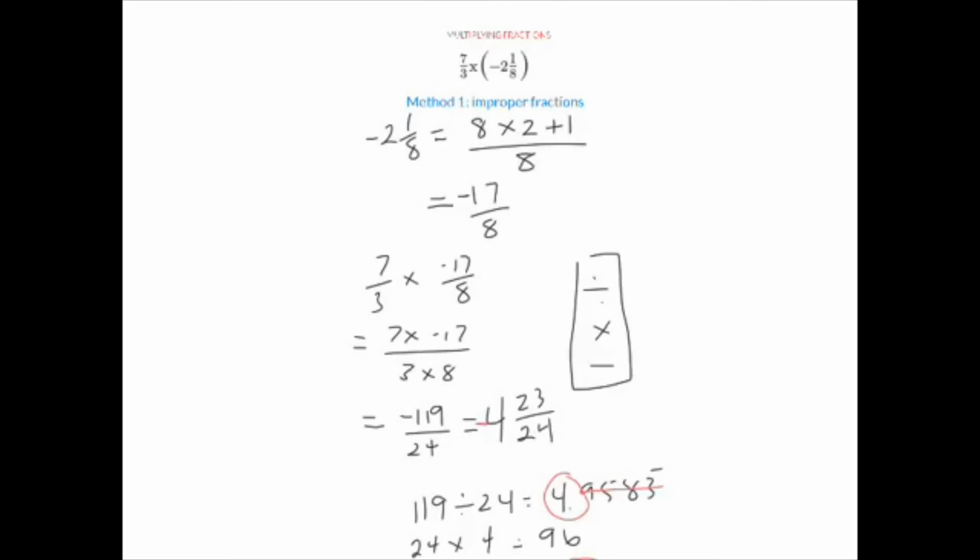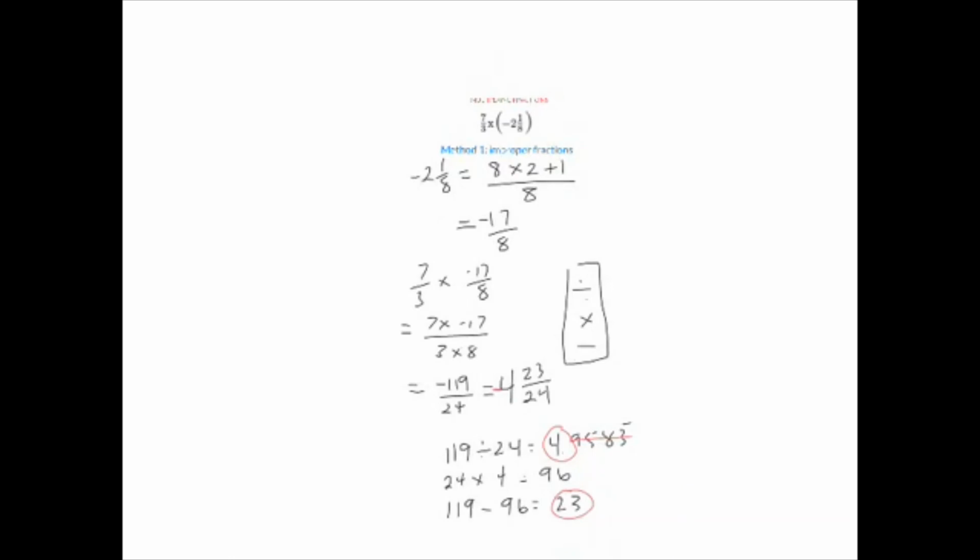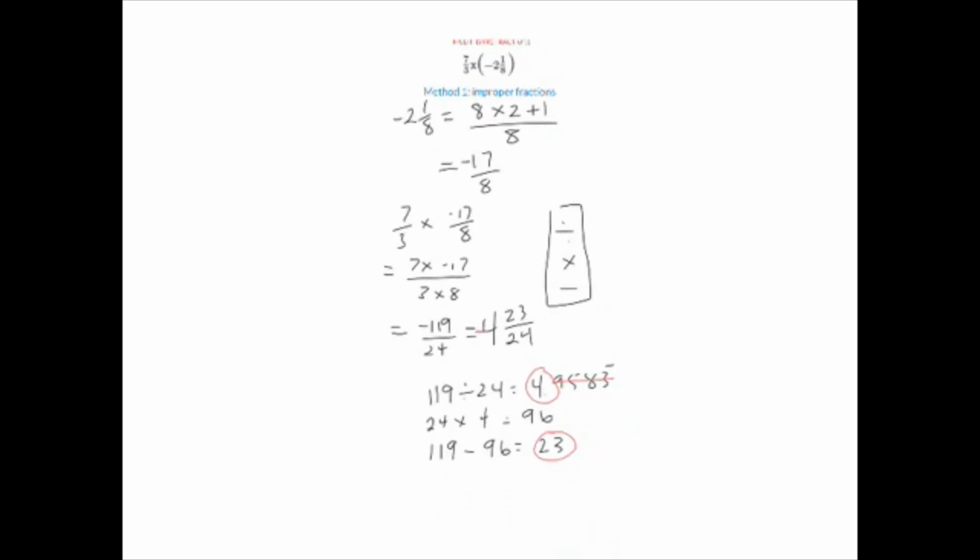So I hope that is helpful, and we can see how we go about doing these by first converting to an improper fraction. We can simply multiply the numerators and the denominators together, leaving with an improper fraction in this case, which we simplify by dividing, multiplying, then subtracting to produce our new mixed number. So now that it's all said and done, we can say that 7/3 times negative 2 1/8 is equal to negative 4 23 over 24.